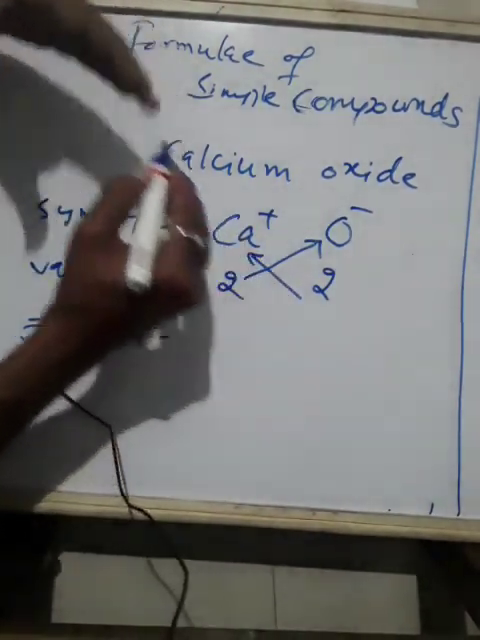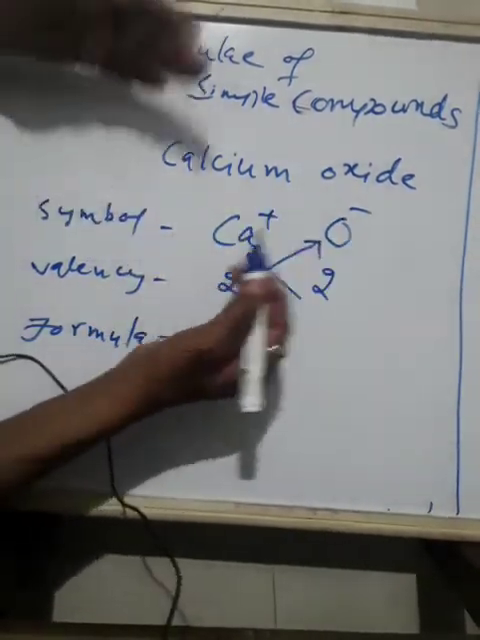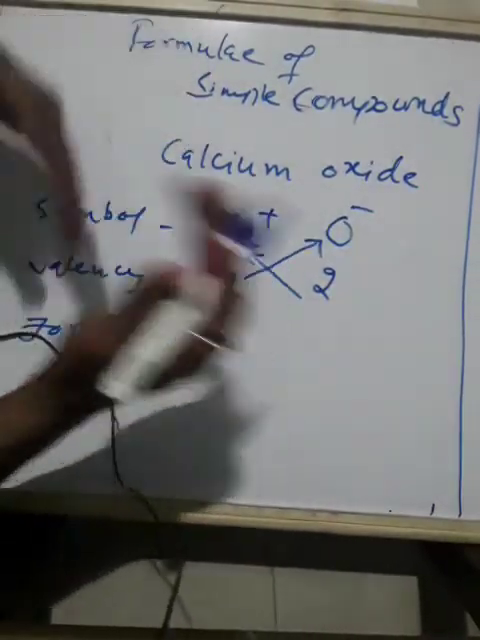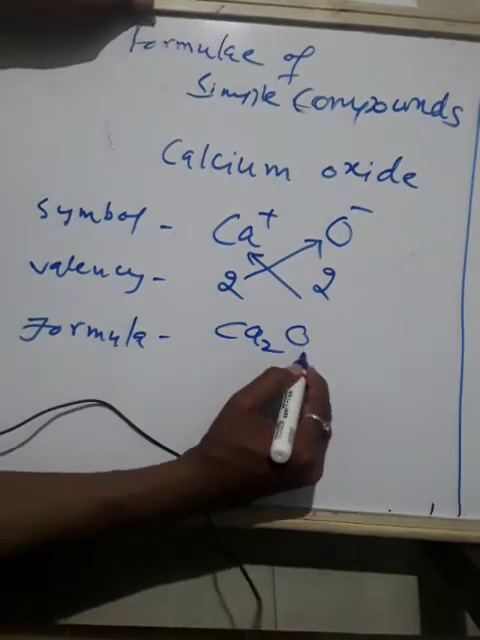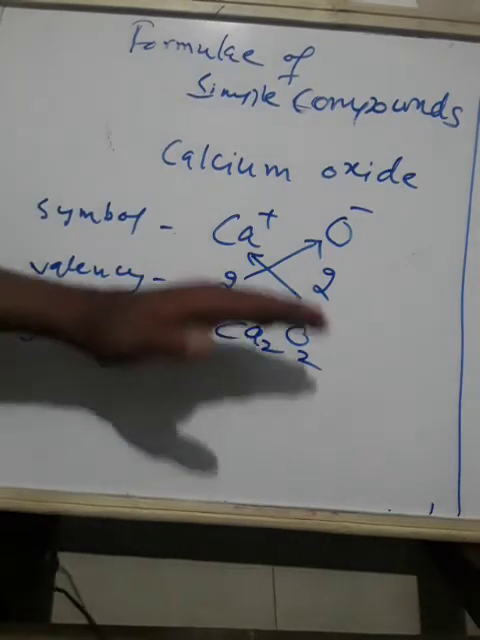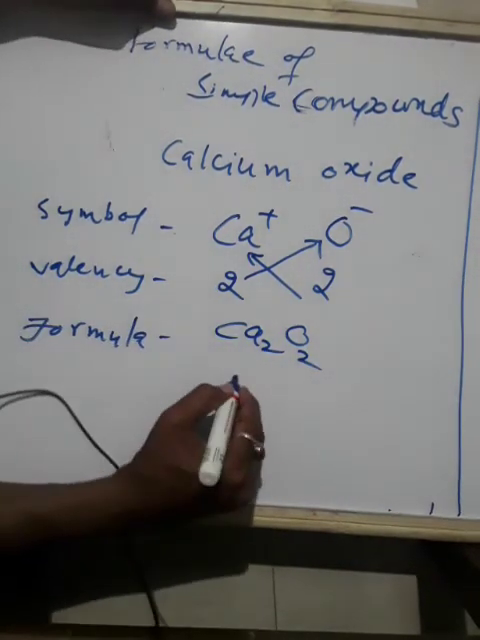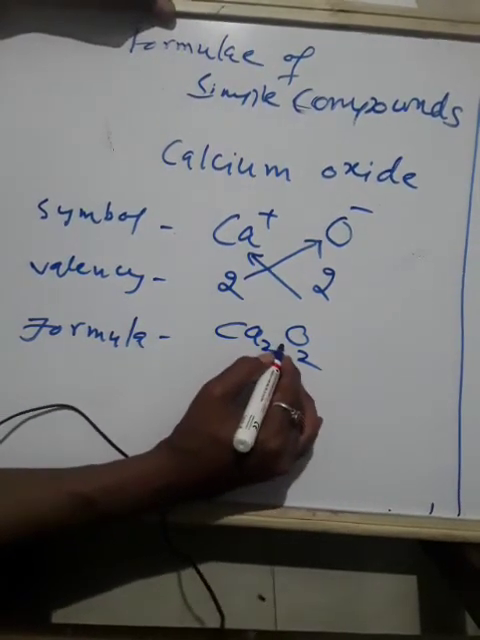So 2 is given to oxide and the other 2 is given to calcium, it is exchanged. That's why it is called crisscross, meaning exchange. Okay. So the formula becomes Ca2O2. But Ca2O2 is not the correct method, so we should simplify this. When you simplify, this becomes CaO.